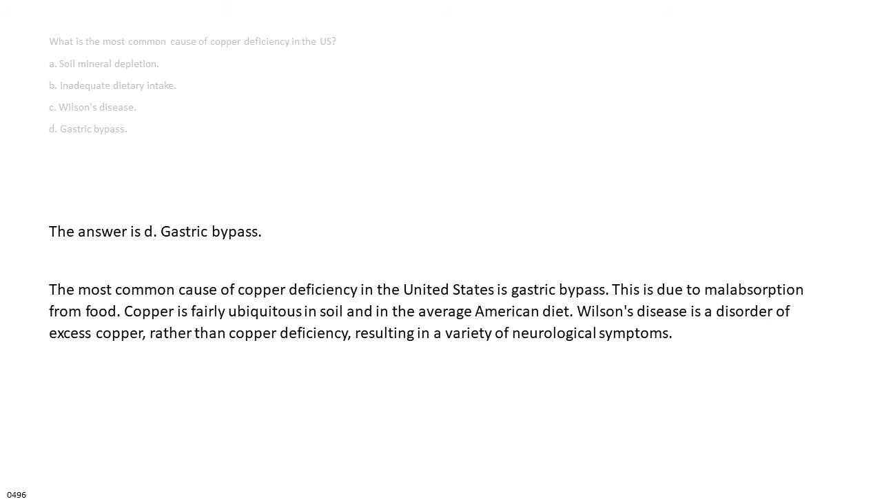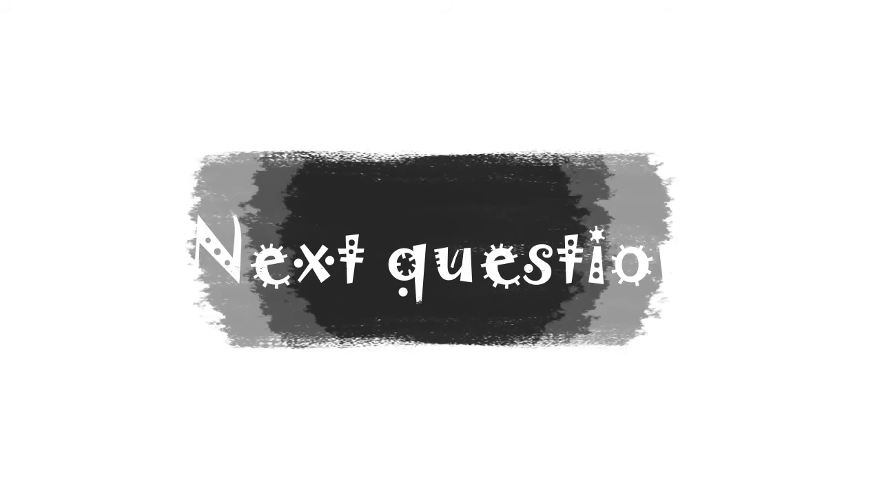The answer is D. Gastric bypass. The most common cause of copper deficiency in the United States is gastric bypass. This is due to malabsorption from food. Copper is fairly ubiquitous in soil and in the average American diet. Wilson's disease is a disorder of excess copper, rather than copper deficiency, resulting in a variety of neurological symptoms.